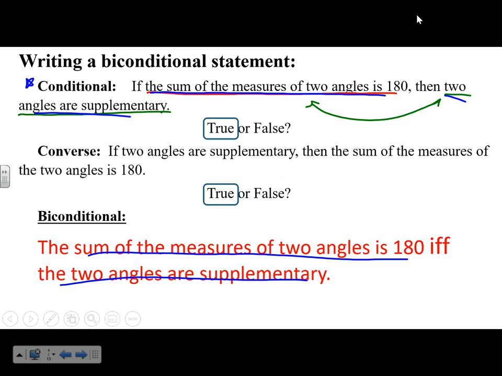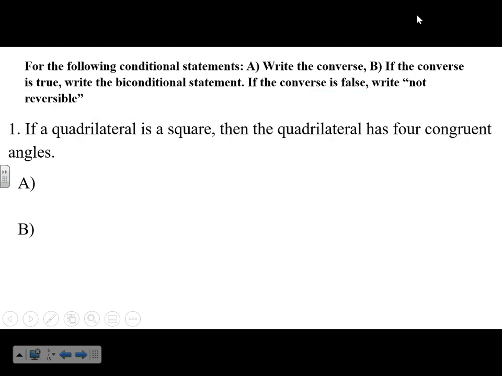It doesn't matter which way you mimic, but I'm always going to mimic the conditional, so it starts with the sum of the angles and ends with the angles are supplementary. For the following conditional statements: A, write the converse. B, if the converse is true, write the biconditional statement. And if the converse is false, write "not reversible."